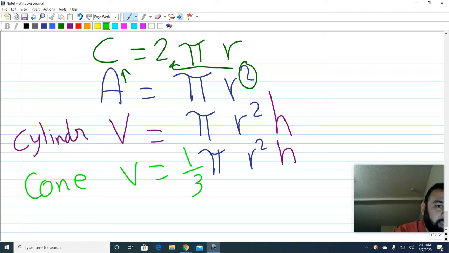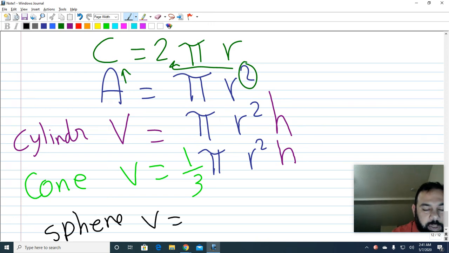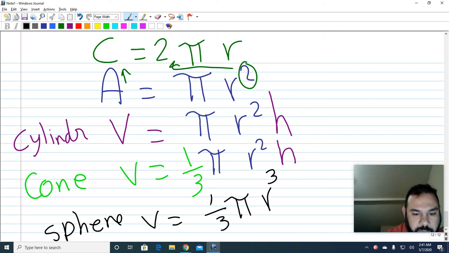For the sphere, which is different, I'm going to use black. V equals, of course, pi and r, but 3 times. It's like the cone, but instead of 1 over 3, it's 4 over 3. 4 over 3. I hope this video can help you memorize these formulas. In the next videos, we'll do one for cylinders, one for cones, and one for spheres in order to find their volumes.